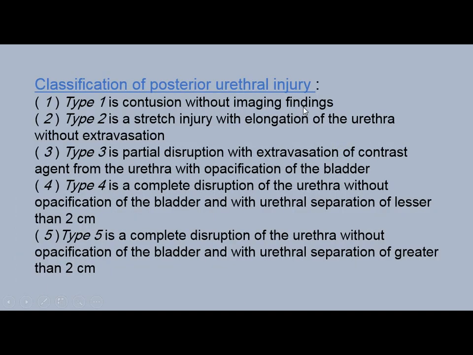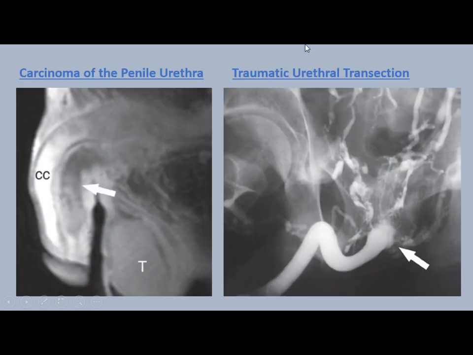And this is traumatic urethral transection, in which there is extravasation of the contrast into the surrounding tissue, and also intravasation of the contrast into the pelvic veins, which are opacified, and there is no opacification of the urinary bladder, representing traumatic transection of the urethra.